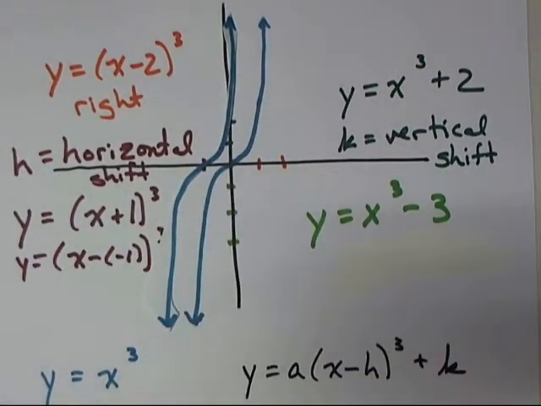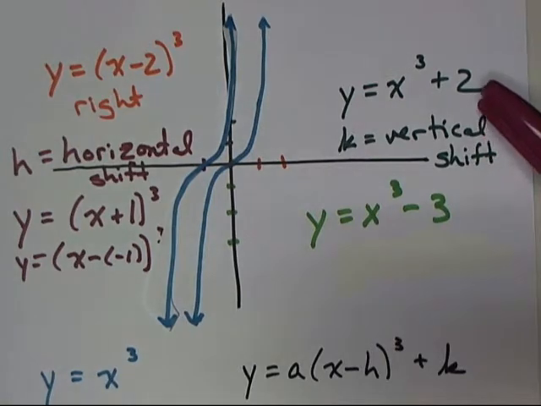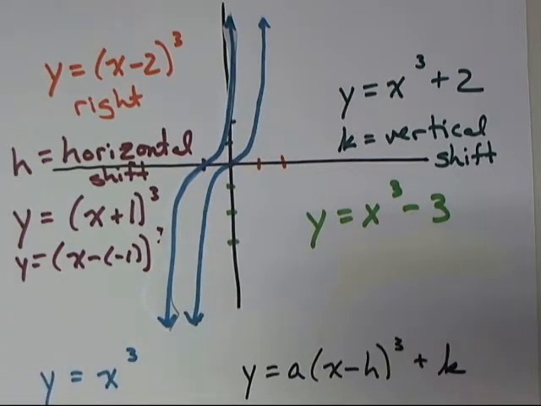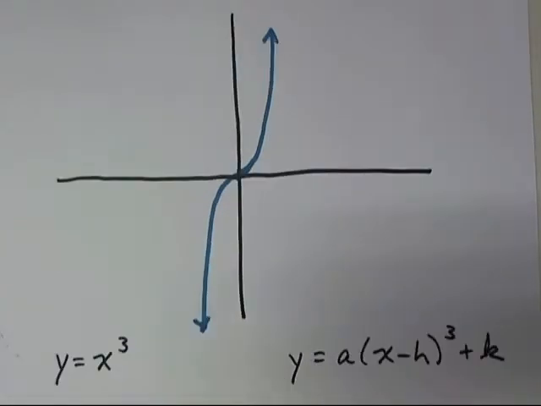And I always say it goes the opposite of what we think it should. The k, or the vertical shift, goes the direction we expect. This was up, this was down. The horizontal shift does the opposite of what we think it should. So the k is that vertical shift, and the h is the horizontal shift.